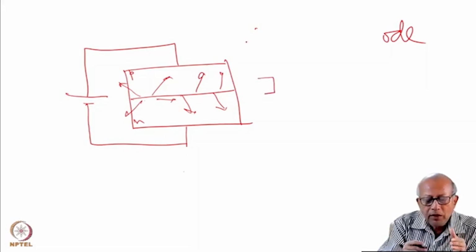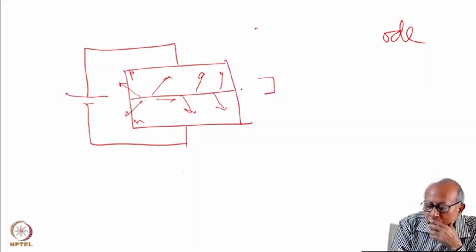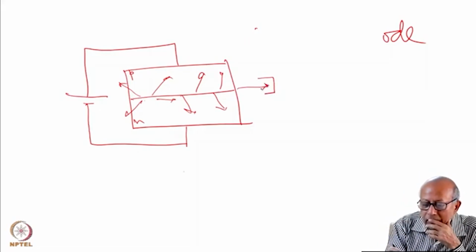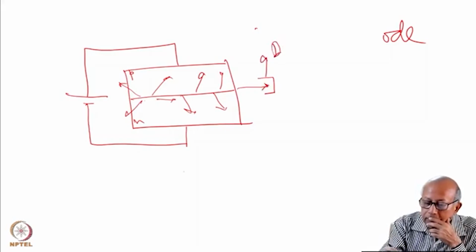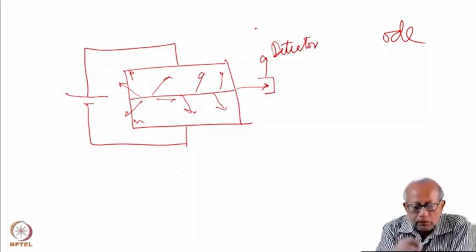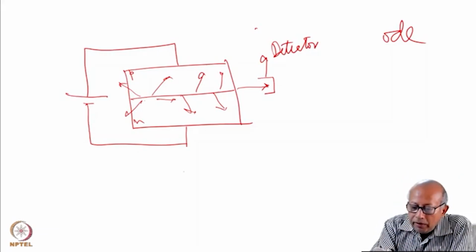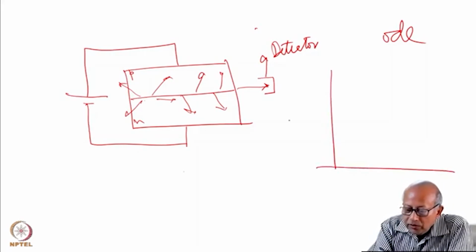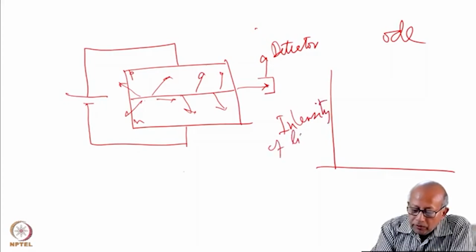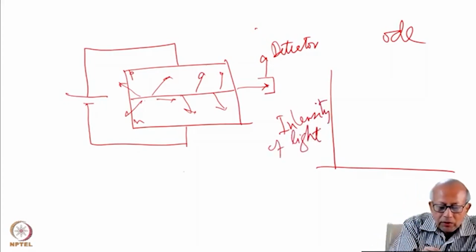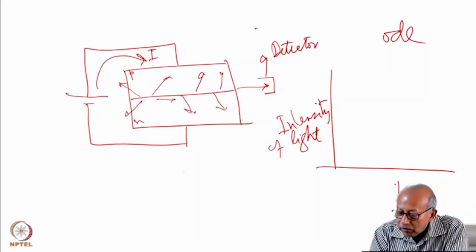Spontaneous emission will occur in all directions. So we measure the light that is being emitted, say, along this direction. We place a detector at one end of this PN junction and measure the intensity of light by the detector, as a function of the current which is flowing through this circuit.